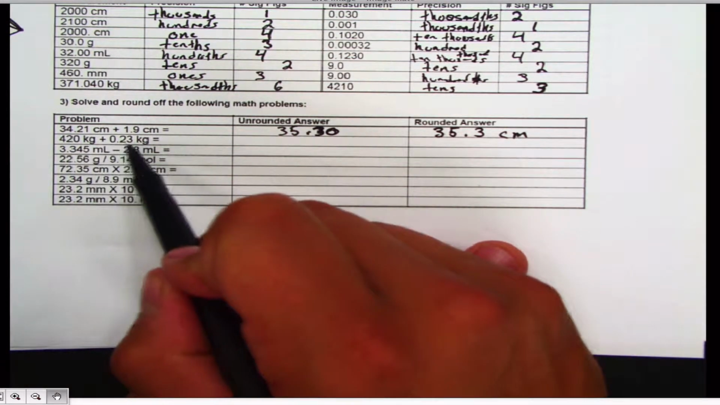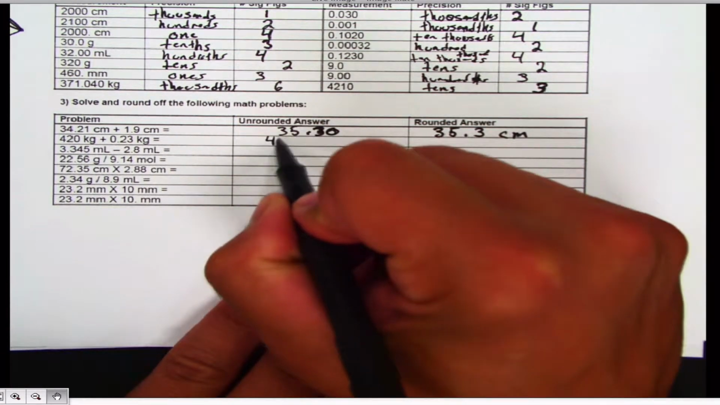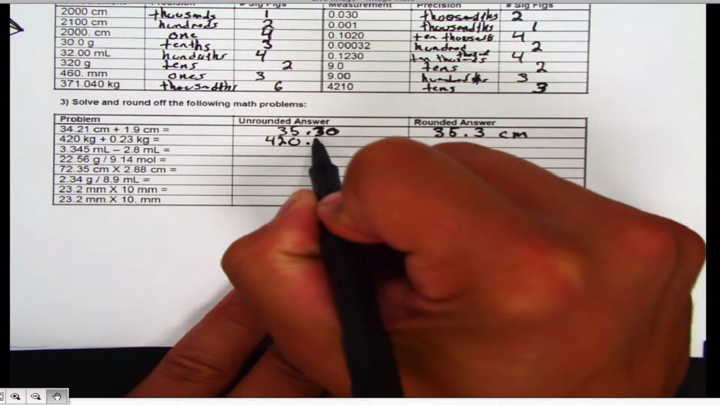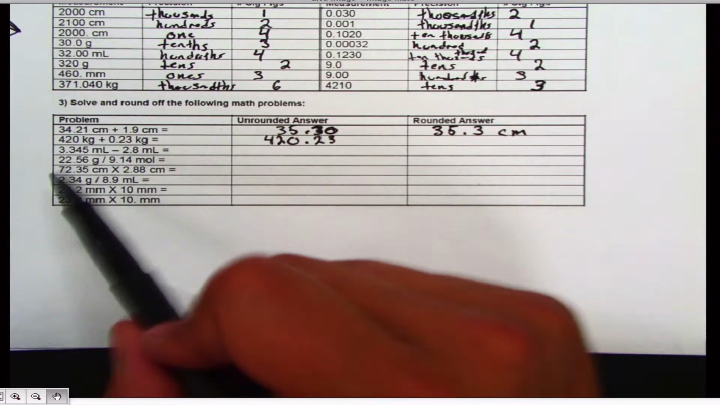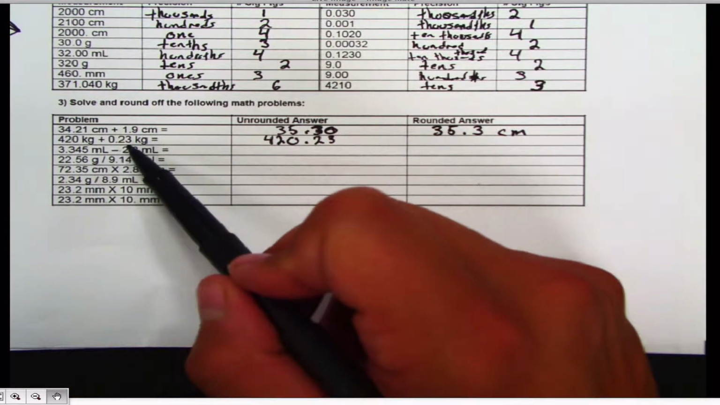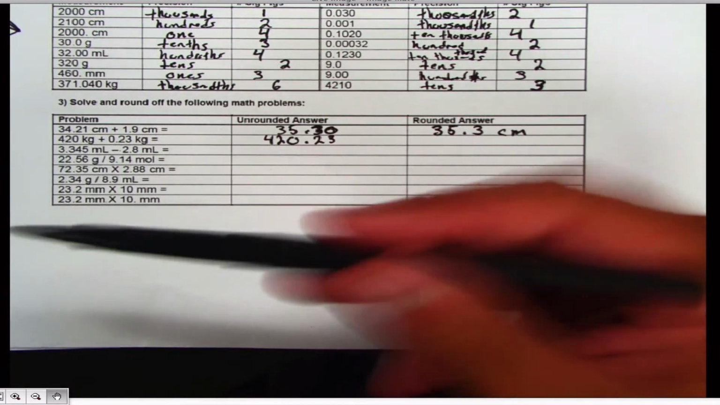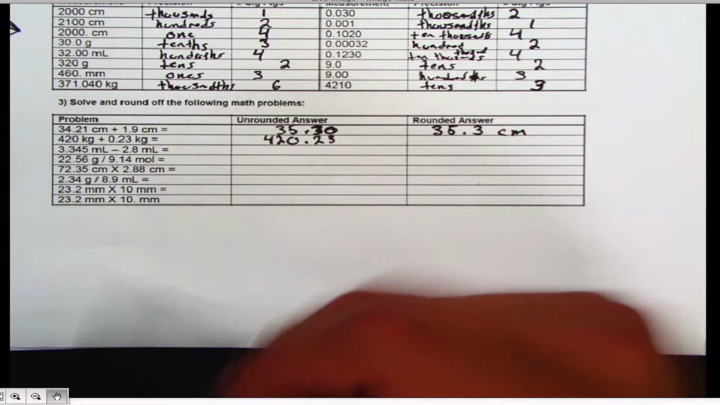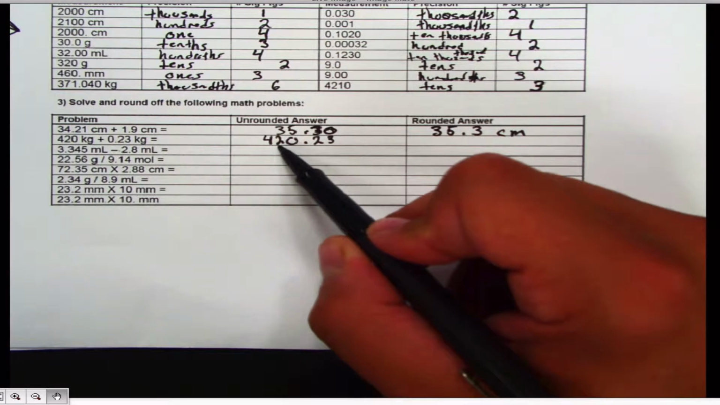420 plus 0.23. So obviously it's going to be 420.23. All right, now we look at this and say which one's the least precise. This one's measured to the hundredths. This one measured to the tens. The tens, furthest to the left, is least precise. So I only keep two significant figures, the 4 and the 2. So that's where I'm going to round.